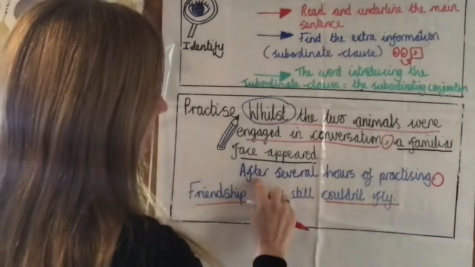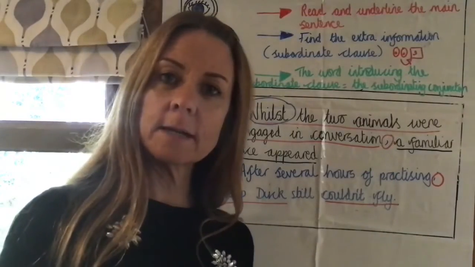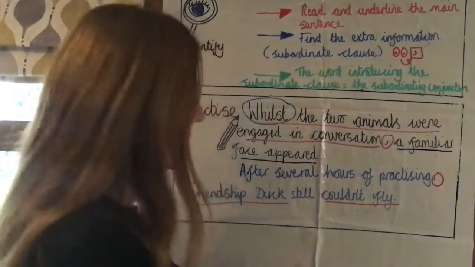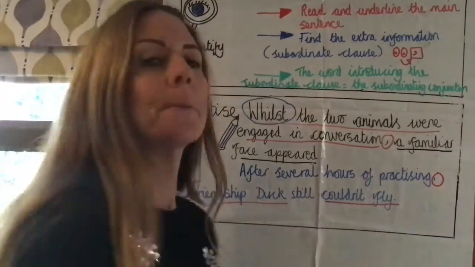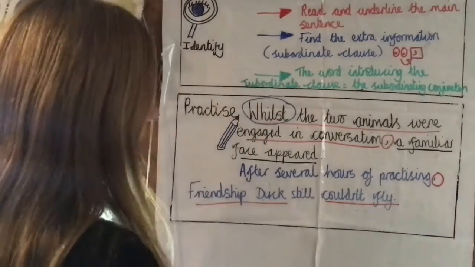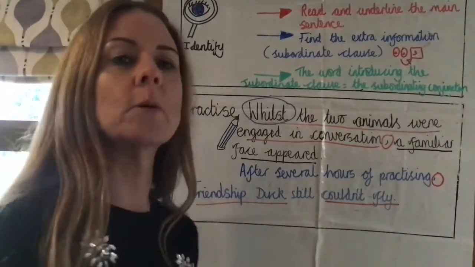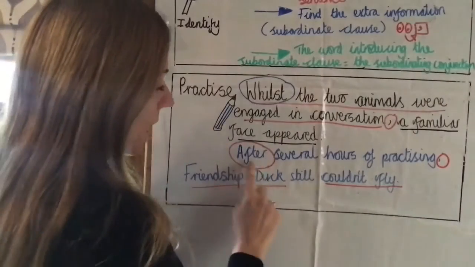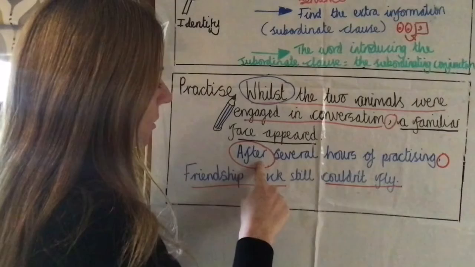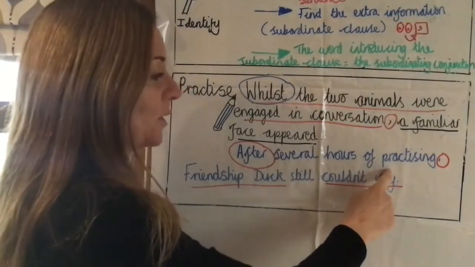And here, look, after several hours of practicing, that would make no sense unless you have Friendship Duck still couldn't fly. But Friendship Duck still couldn't fly makes perfect sense on its own. That's how you know you've got your main clause. So now I've found my subordinate clause. Where is my subordinating conjunction? The word after is the subordinating conjunction, and subordinating conjunctions introduce the subordinate clause, the dependent clause.